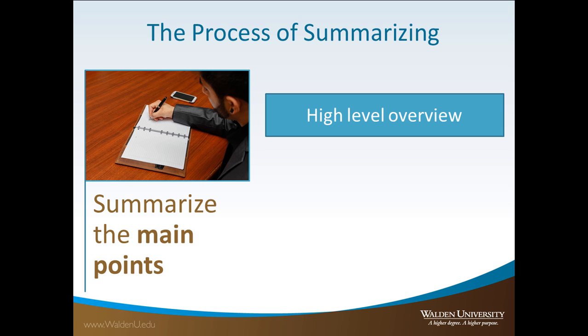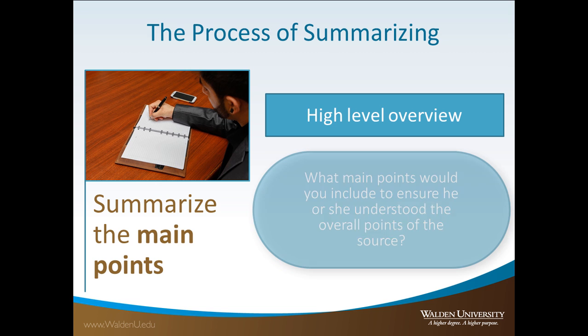For example, if you're reading a 10-page journal article, you should be able to summarize it in one paragraph, potentially 2 paragraphs at most. You can also think about it this way. If you were giving a colleague the gist of the article, what main points would you include to ensure he or she understood the overall points of the source?